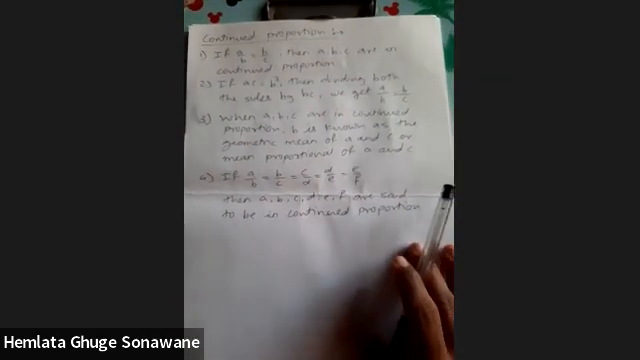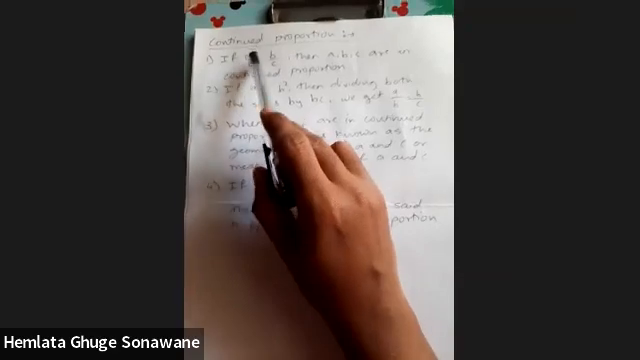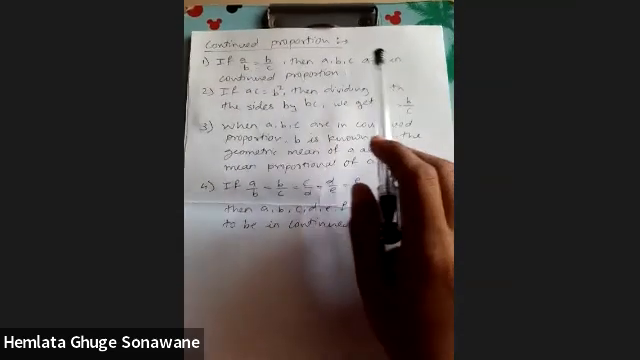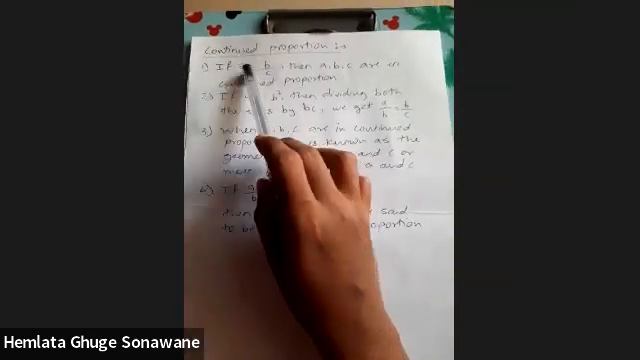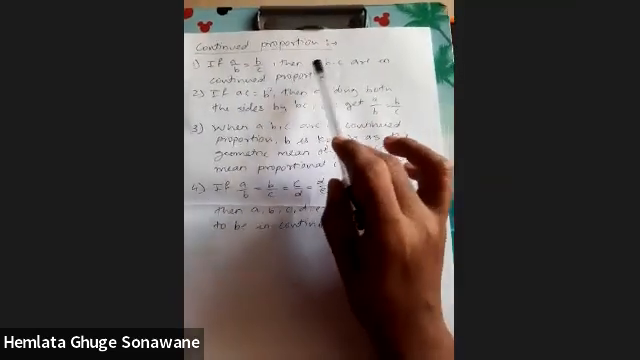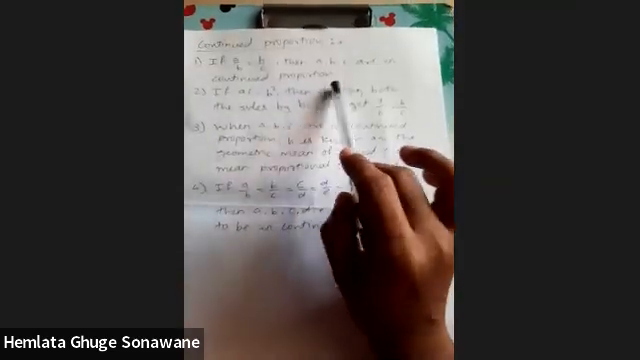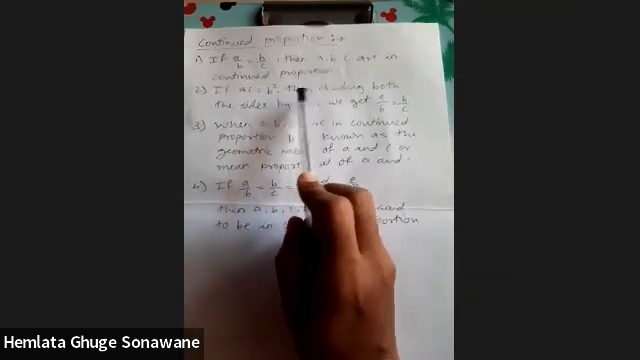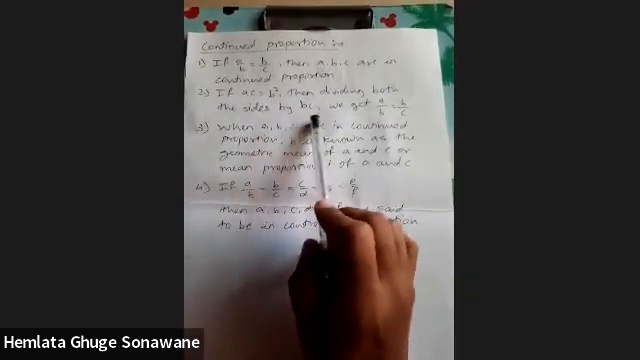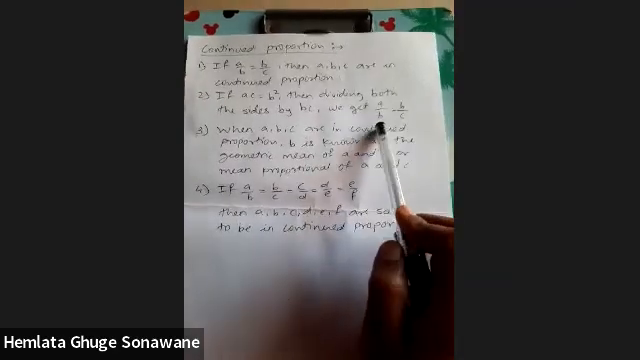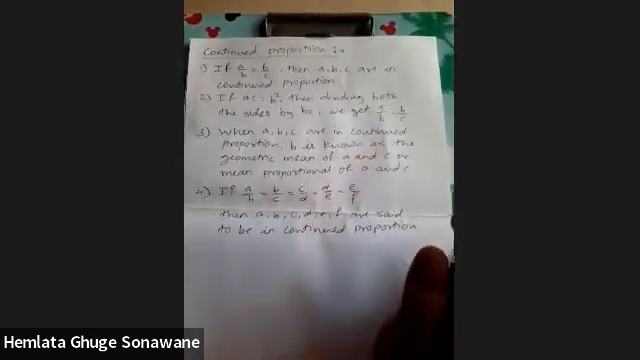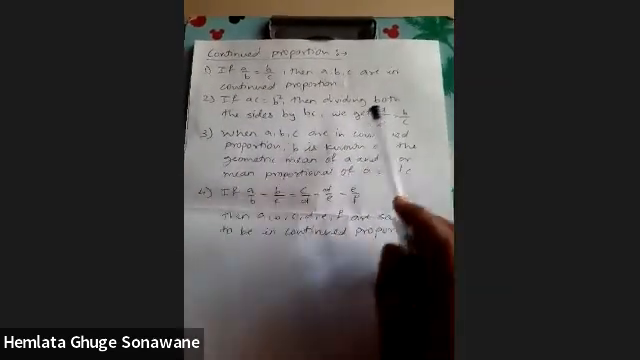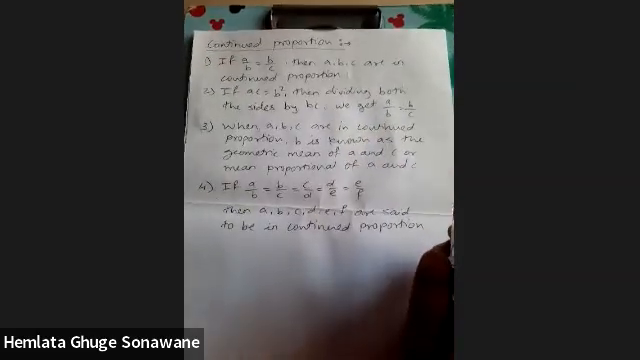Next, ratios on continuous proportion. First one is if A upon B is equal to B upon C, then A, B, C are in continuous proportion. If A into C is equal to B square, then dividing both the sides by BC, we get A upon B is equal to B upon C.